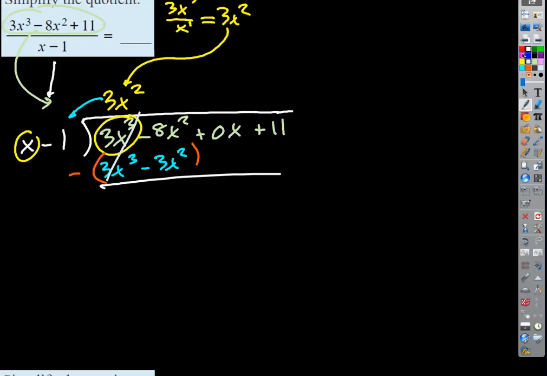Now, what do I get when I subtract negative 8x squared minus negative 3x squared? Subtracting a negative is the same as what? Add it. So what's negative 8x squared plus 3x squared? Negative 5x squared. Okay, and then I just drop all this stuff straight down, just like I do with regular long division. Now I start over.